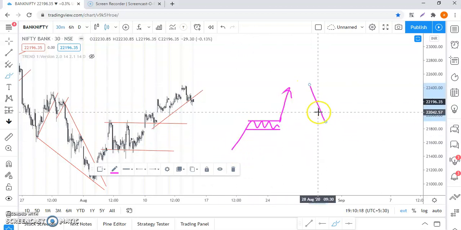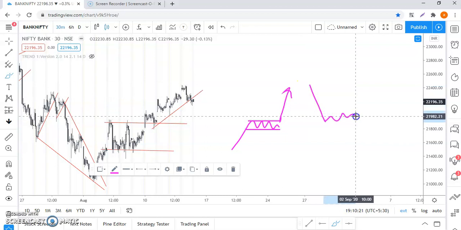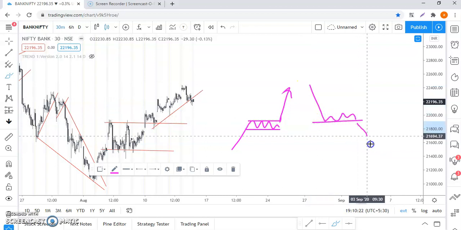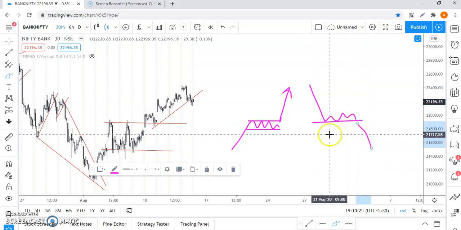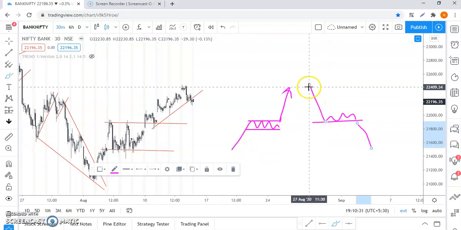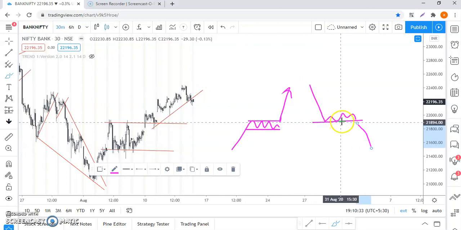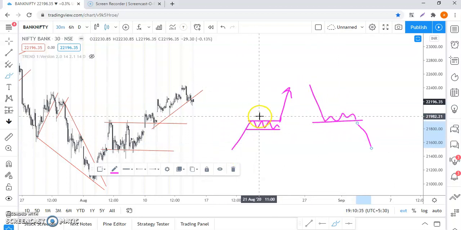When it's coming from the up and it is forming like this, and if it breaks this support, it will go down. That's all. There is nothing fancy about these things, right? Since it is coming down, it is in the downtrend. Since it's going up, it is in the uptrend.